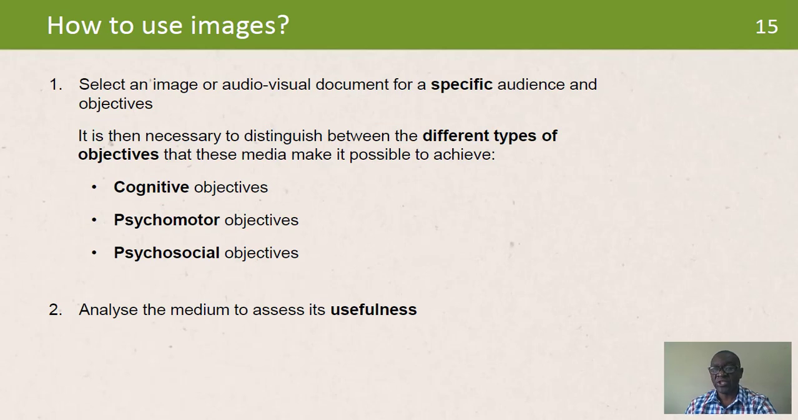How to use images. 1. Select an image or audiovisual document for a specific audience and purpose. It is then necessary to distinguish between the different types of objectives that these media make it possible to achieve. Cognitive objectives: to bring participants to take note of information, to understand mechanisms, biological, chemical, sociological, economic, to analyze, evaluate, and synthesize information about a problem.